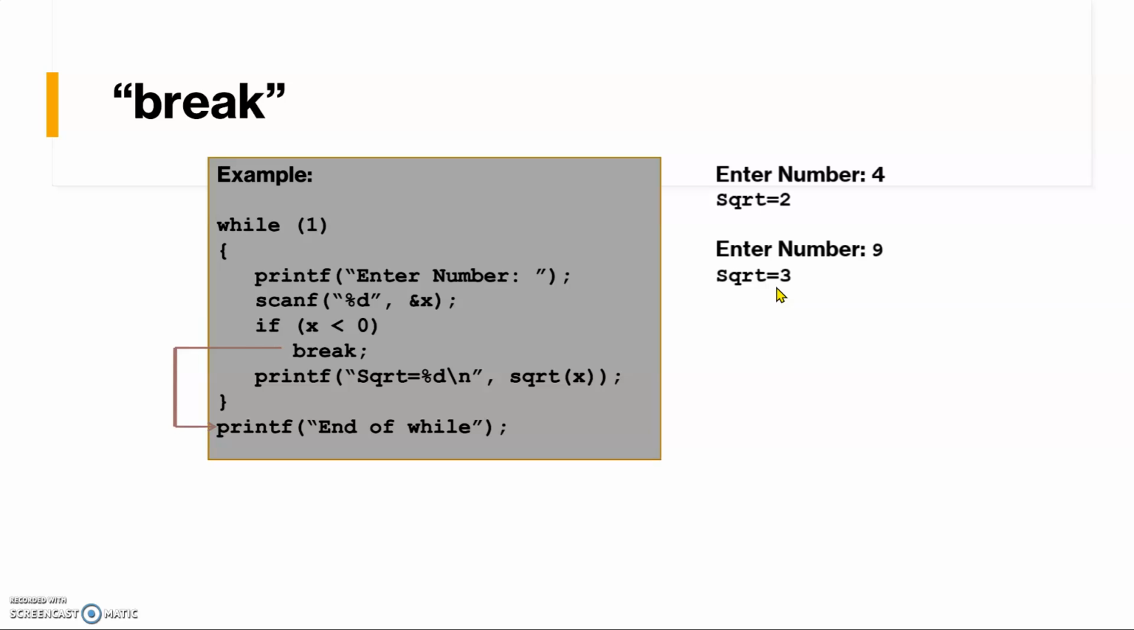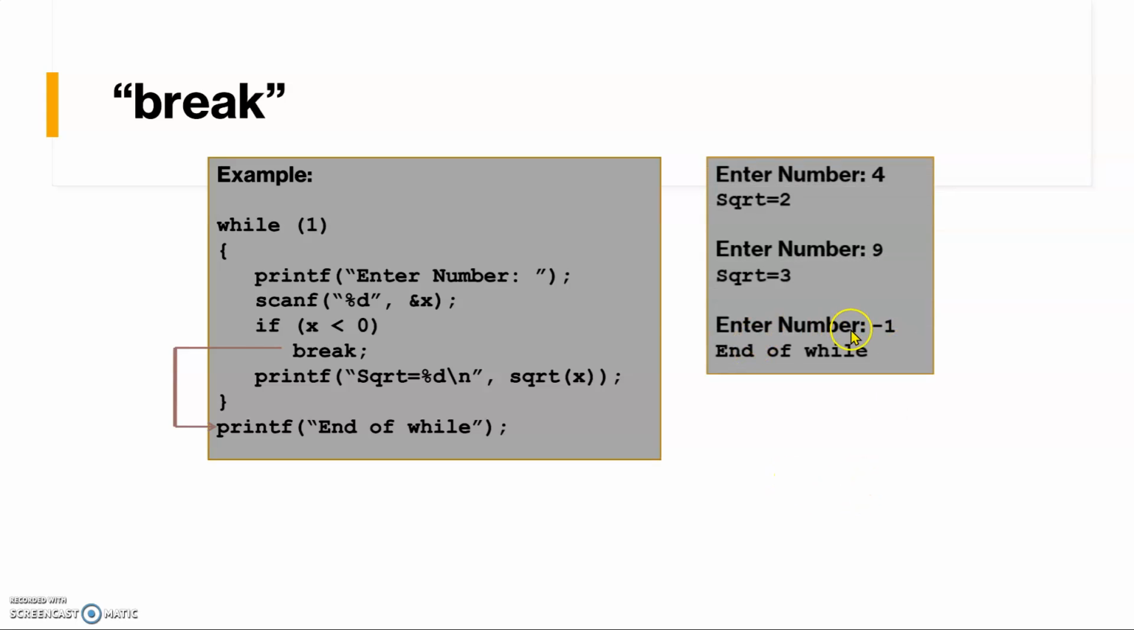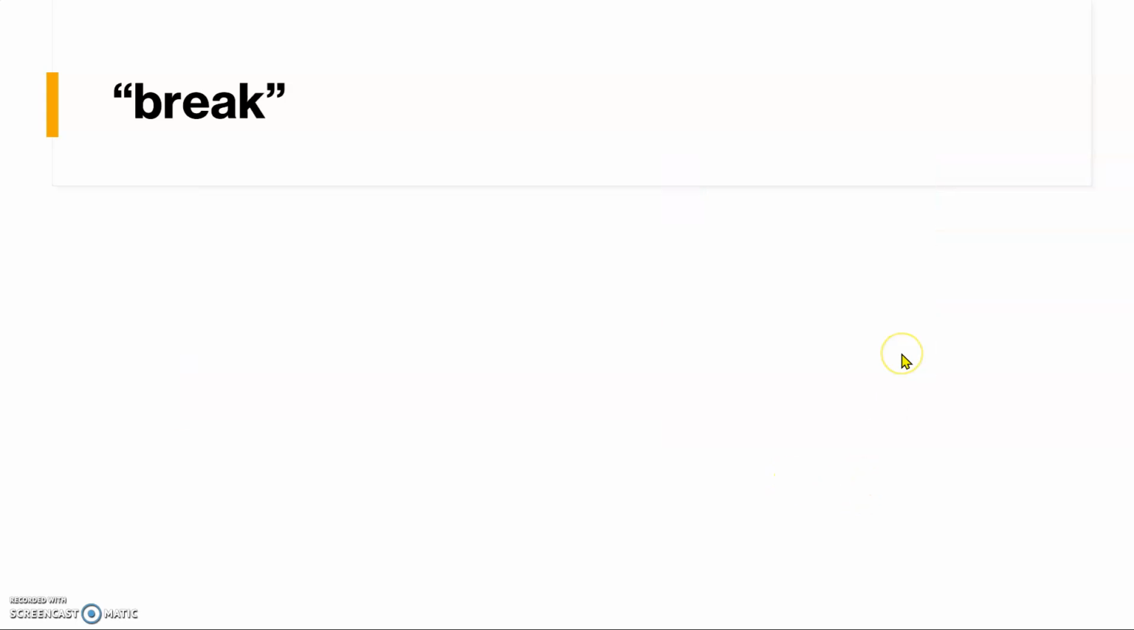And next time I'm giving 9, you'll be getting the 3. Why? Because 9 is not less than 0. Okay, next time I'm giving -1, then what happens? It will come out of this loop and you will be getting an output called end of while. So this is the output of this program, right, all of you?